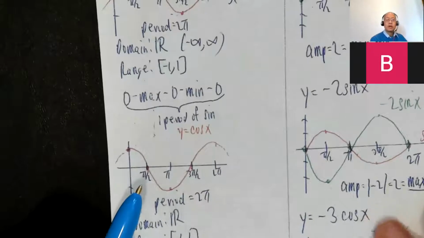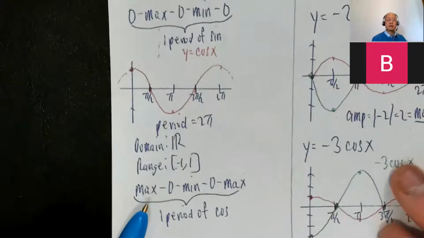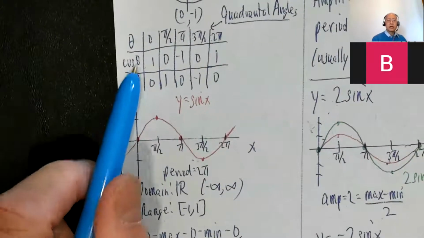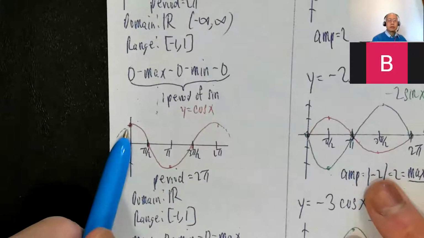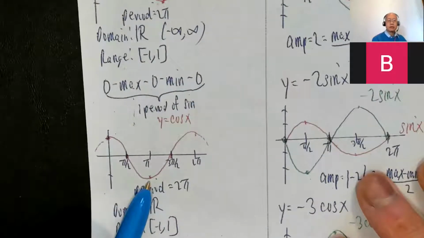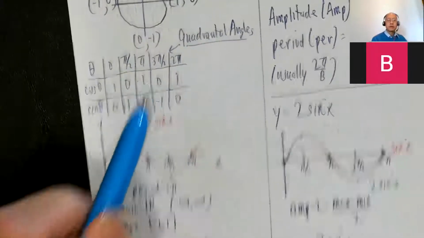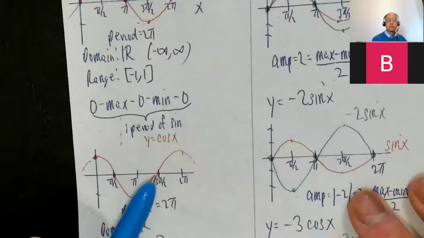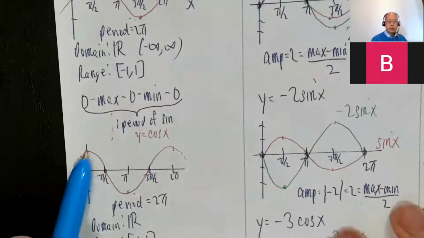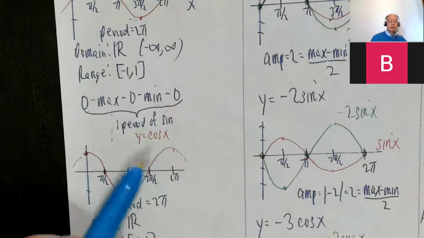Do the same thing for the cosine function, and I see I have 5 minutes left before I get bumped out. So for cosine, I have 0, 1, pi over 2, 0, pi, negative 1, that's down here, 3 pi over 2, 0, and 2 pi back to 1. So here's one period of the cosine function.